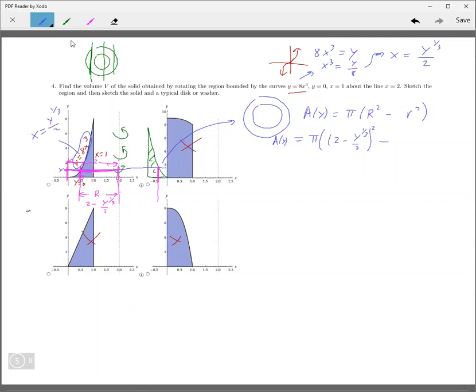Now the little r, that's much easier. That's just going to be 1, because from 1 to 2 is just 1. So that's going to be 1, and 1 squared is just 1. So there we go.